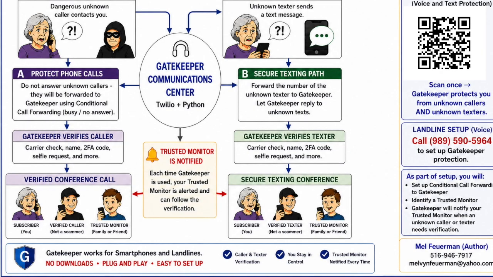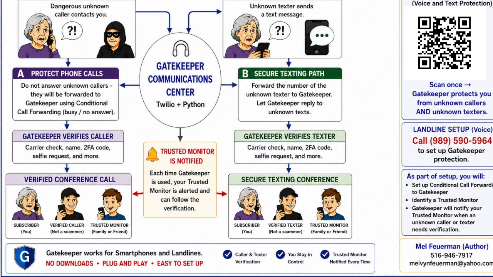When an unknown texter sends a message, Gatekeeper steps in. You forward that unknown number to Gatekeeper, and it verifies the texter, just like with calls. Once verified, it can connect you into a secure texting conversation.